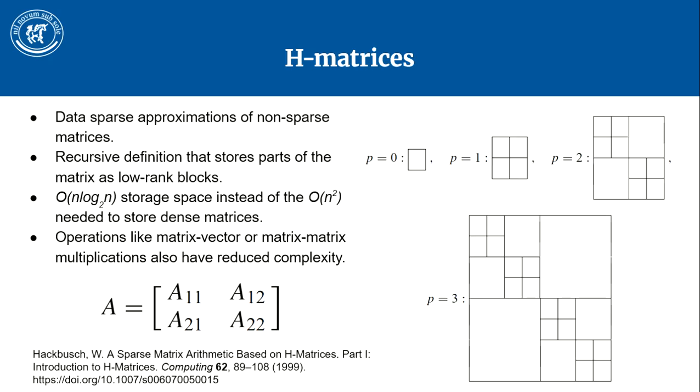So a bit of context on what H-matrices are. They are data sparse approximations of non-sparse matrices. This is the definition given in the pioneer work shown on the bottom of the screen. They are data sparse in the sense that, although not strictly sparse, they require much fewer data to represent them than a dense matrix needs.